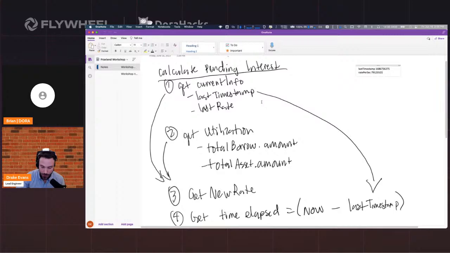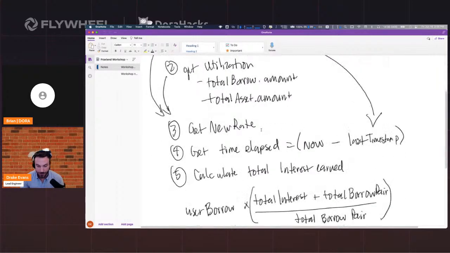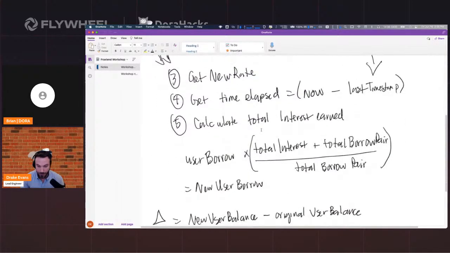And then we can calculate the total interest earned. I apologize, guys, for not scrolling down. That was bad. Thank you for letting me know.